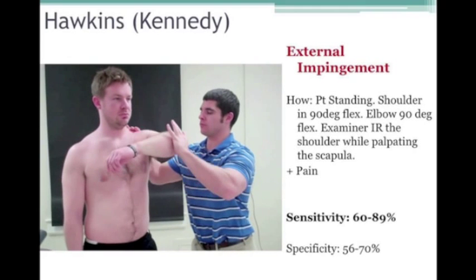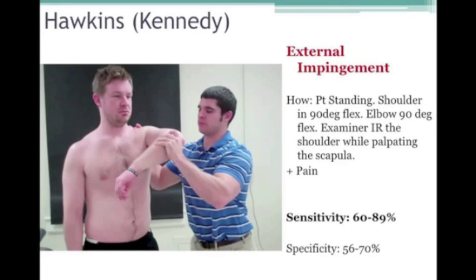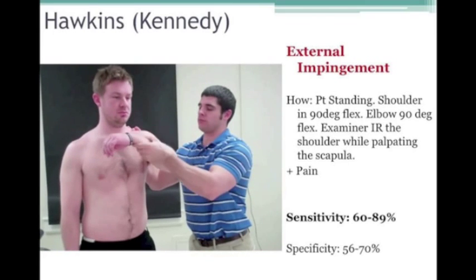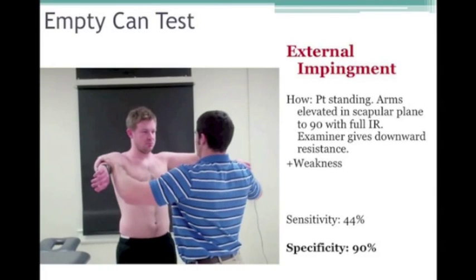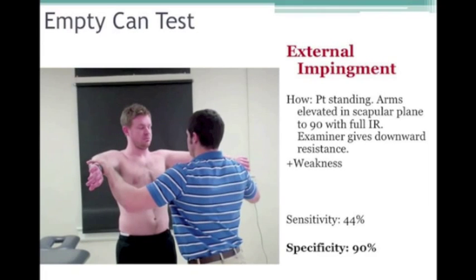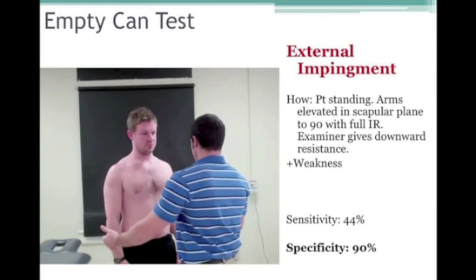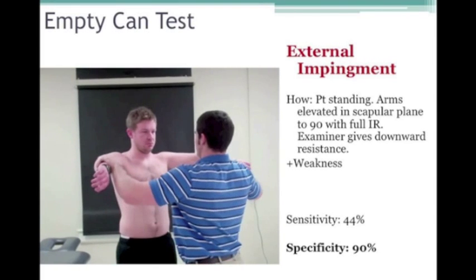So for this test, it's positive with pain. And again, the numbers aren't great for this. Some studies are showing a decent sensitivity. This is the empty can test for external impingement. Remember that the supraspinatus is involved in these, so this looks a lot like a supraspinatus manual muscle test.